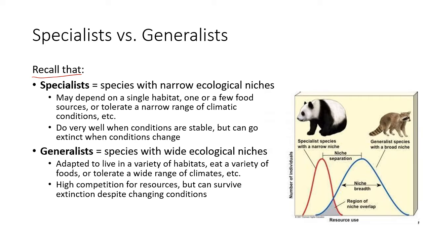Generalists, on the other hand, those are species with wide ecological niches. They can adapt to live in a variety of different habitats. They can eat a variety of different things or live on a variety of different soil types if they're plants, and they tolerate a wide range of climatic conditions. They don't specialize for one general thing, but they are generalists and can fill many different niches. Okay, they have high competition with resources. Not only are they competing with specialists in their range, but they're also competing with other generalists. But they tend to do very well when conditions change. So they tend to survive a little bit longer during an extinction event.